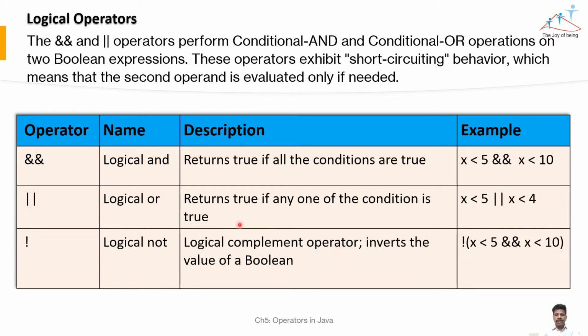Now we will see how exactly it is going to return the result when we use logical AND with the Boolean expressions. Okay, so logical AND returns true if all the conditions are true. In all other cases, it will return the false value. Now we will see logical OR. It returns true if any one of the conditions is true or all the conditions are true. So it will return the false value when all the conditions are false. In all other cases, it will return the true value.